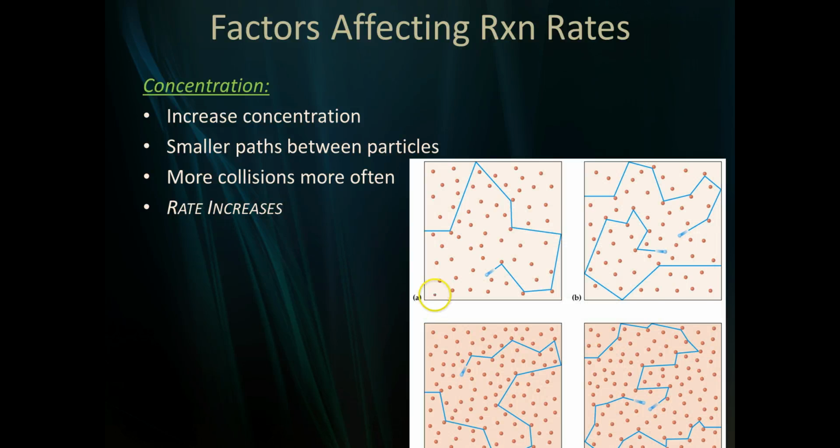So this diagram shows you, here's a low concentration. Low concentration. So a particle has to travel kind of a long distance before it actually has a collision. And remember, those collisions aren't guaranteed to produce a reaction. It may not be effective. So it has to travel a long distance. But as you increase the concentration, notice the mean free path, or the average path between a collision, decreases. The smaller the path, the more often you have collisions, the rate is going to increase.